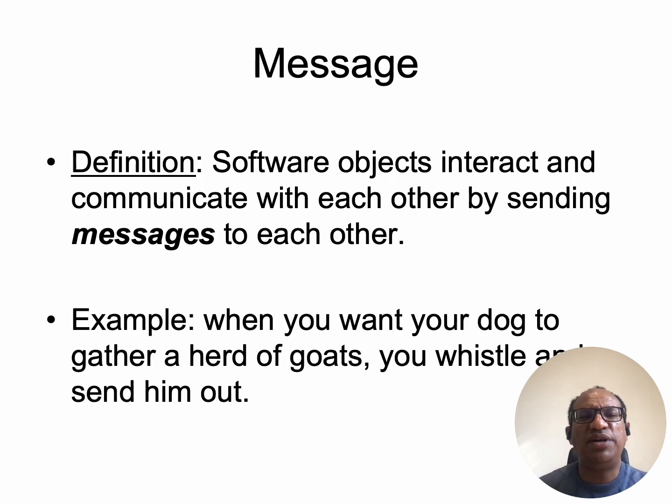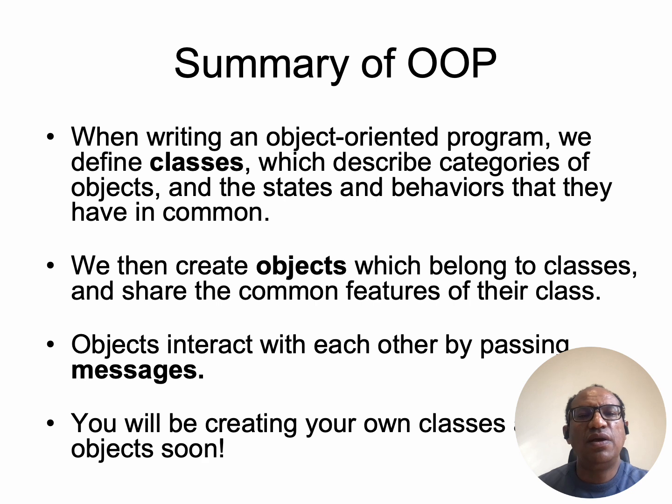Objects communicate by sending messages. For example, if you whistle at your dog, you're sending a message telling it to fetch a ball. In OOP, we define classes, which are blueprints of the objects. We create objects based on these classes, and objects interact by sending messages to each other. Very soon we will be writing our own Java classes and objects.